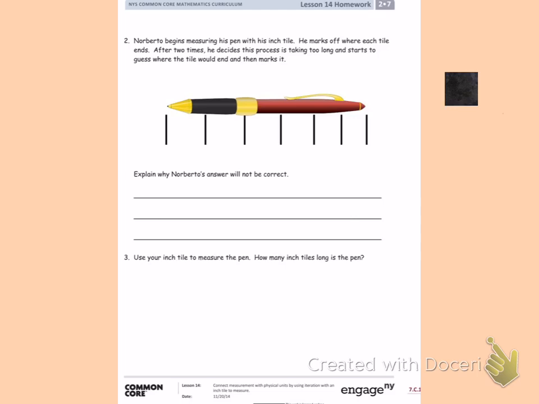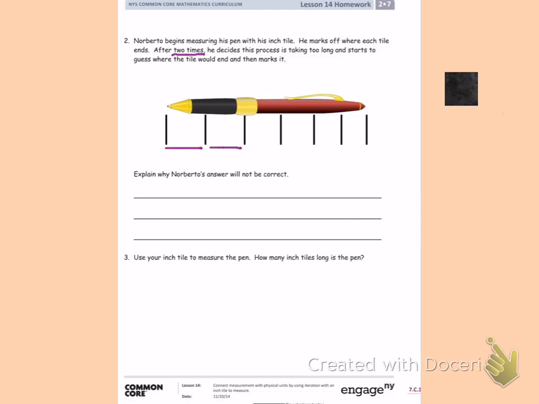The story tells us that Norberto used his inch tile 2 times. He used his inch tile here and here. Everything after that is when he began guessing because he thought the process was taking too long.